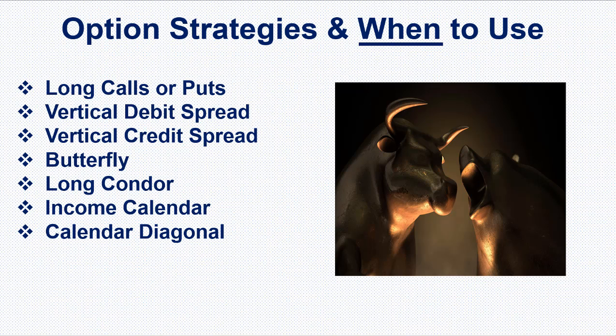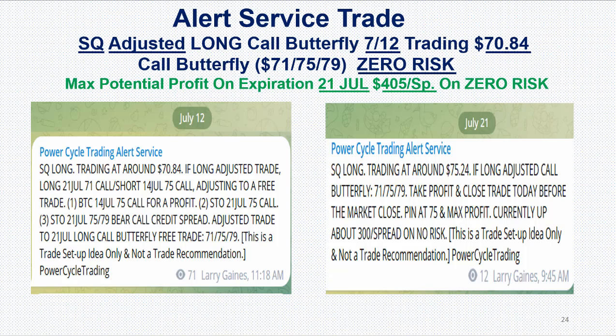So the strategies I like to use are option spreads. So I like to use long calls or puts, and I like to use those typically with a vertical debit spread or maybe a vertical credit spread, butterflies, long condors, income calendars, and counter diagonals. So these are the main option strategies that I'm going to use and incorporate to trade whatever market environment we're in. Now here's an example I'm going to show you.